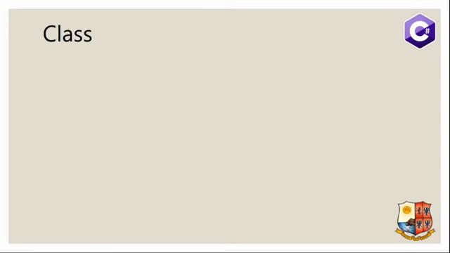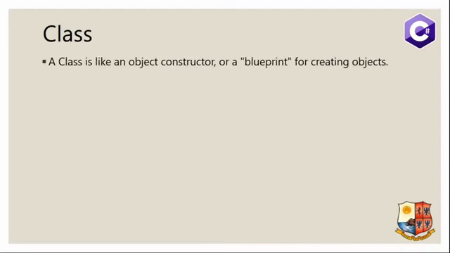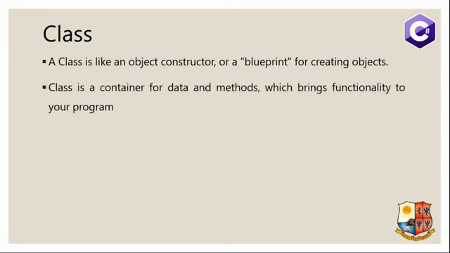Second thing, classes. This is not going to be different between Java and C#. It is exactly the same. What is a class? You already know it's like an object constructor or a blueprint for creating an object. That is what I explained in the last class. It's a container for data, methods, events and properties, which brings functionality to your program.